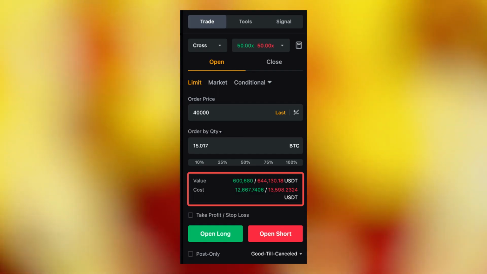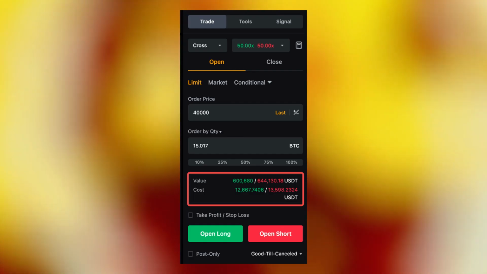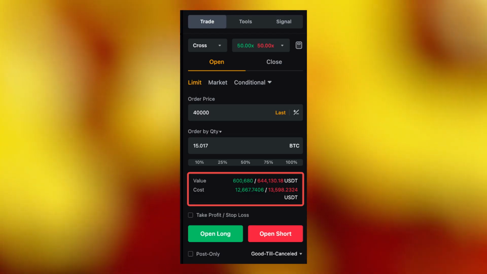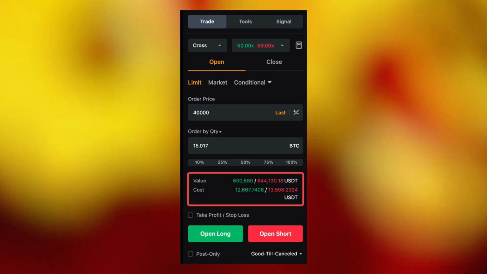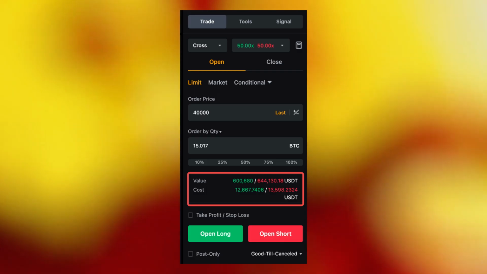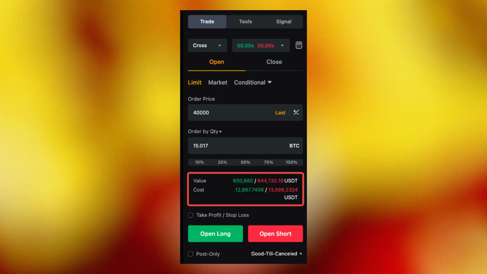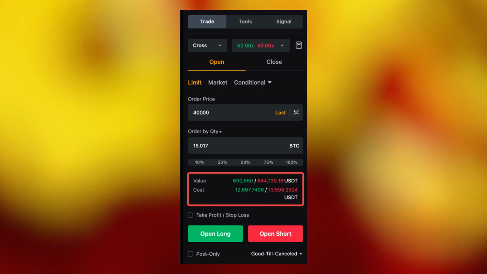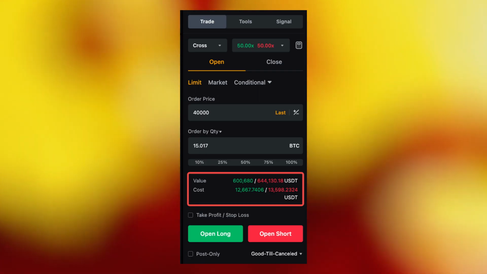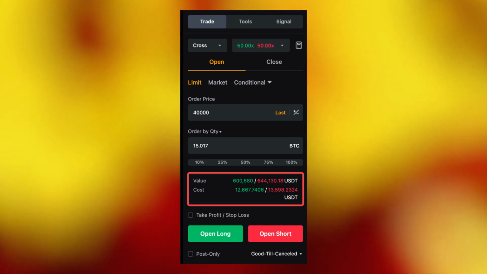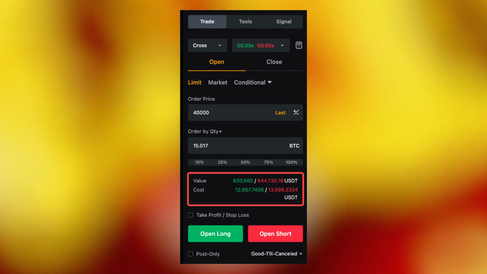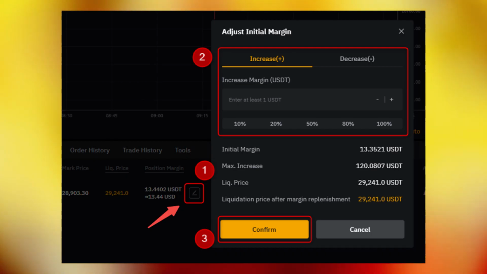Now, for the price settings, you have the order price, which is the price you want to buy or sell at, the trigger price, which is where your order activates, and market price versus last traded price, LTP, used differently depending on liquidation or trigger conditions. You can set your order by quantity, order value, and cost. Bybit automatically calculates the order fields based on your leverage and margin.